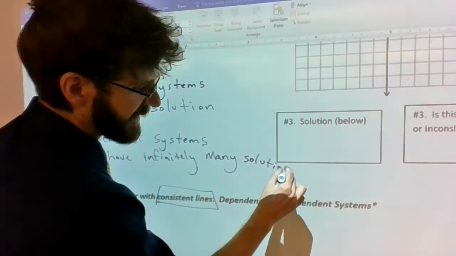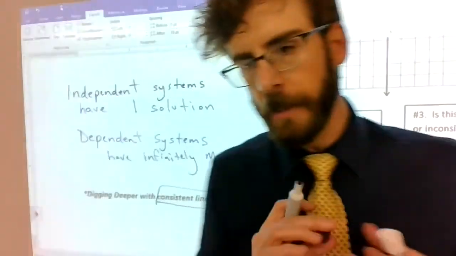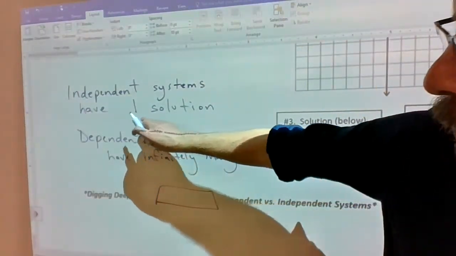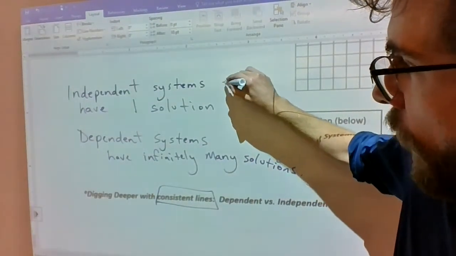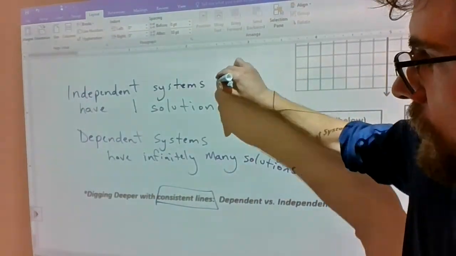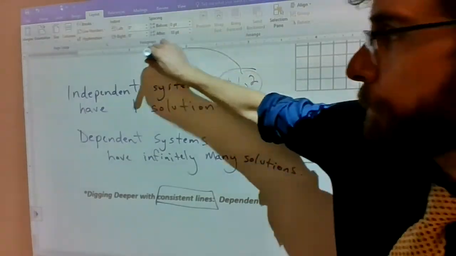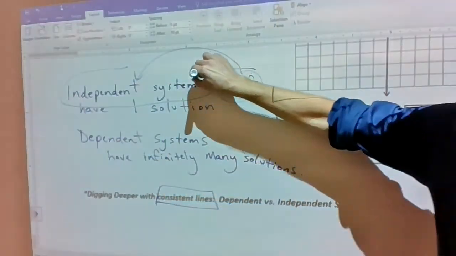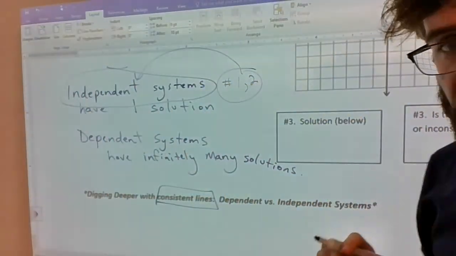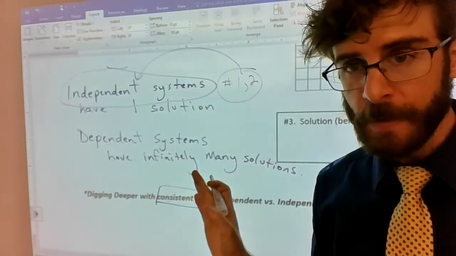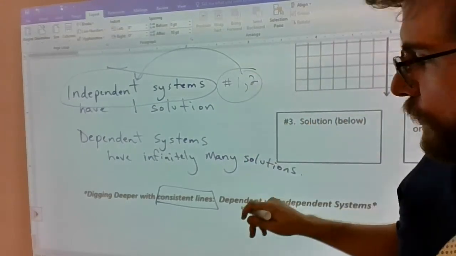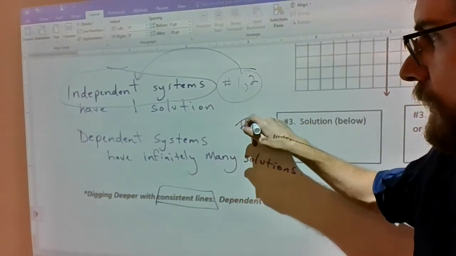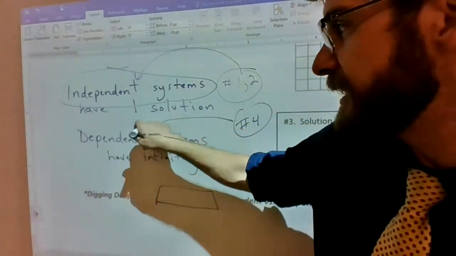So basically, it's just a category to place where do we only intersect at one point, which was examples number 1 and 2. So examples 1 and 2 are both independent systems. Example 3 is neither, because it didn't have a solution at all. And then the last one would be categorized, number 4, as a dependent system.